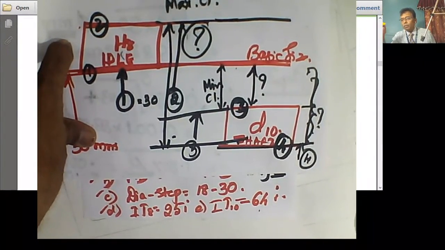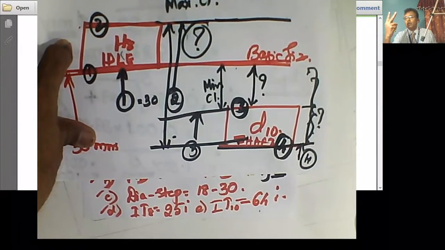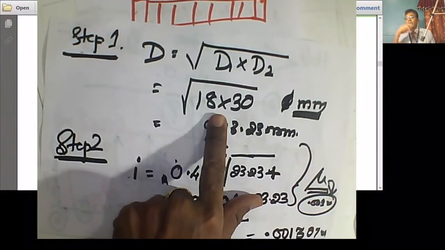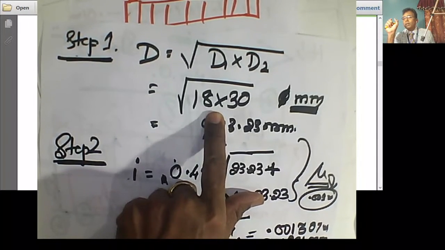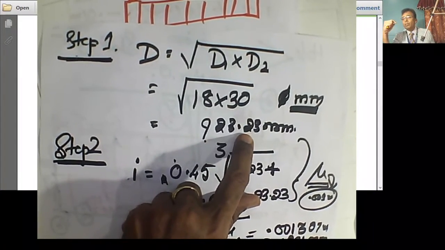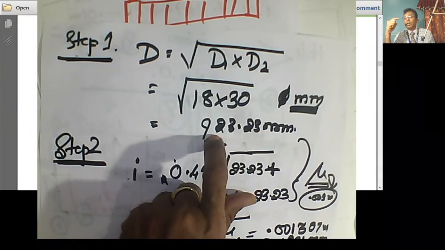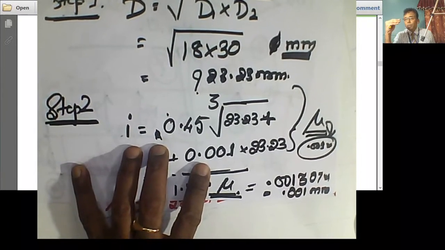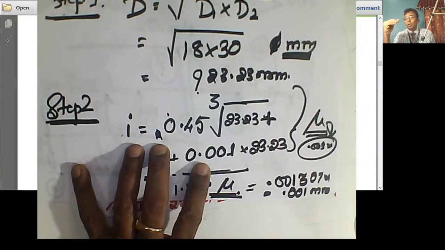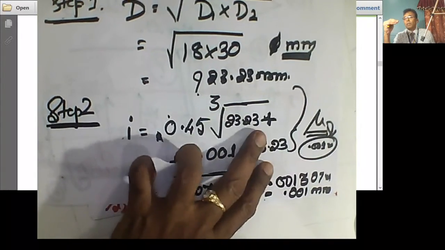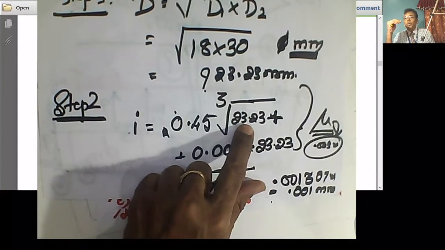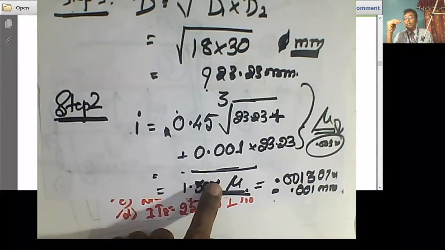Before finding out any values, we need to do 2 computations. One is find out how much is D. Second, find out I. First, D is given as the square root of the diametral step, 18 into 30, and you get the value in mm. Here it is square root of 18 into 30, which is 23.23 mm, if my calculation is right. Next, step 2, fundamental tolerance I is 0.45 cube root of D plus 0.001 D. You find out this value. D value we have already found out, 23.23. Finally what you get is 1.307 microns.